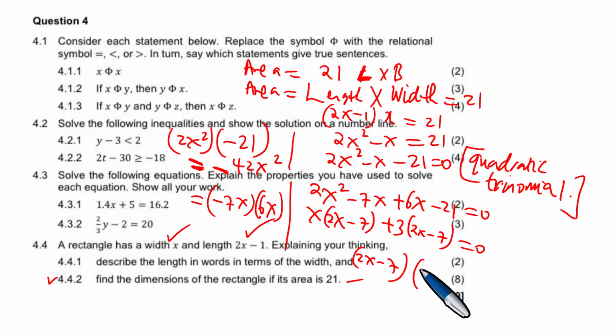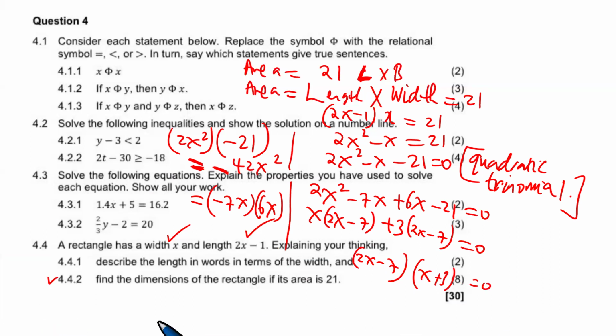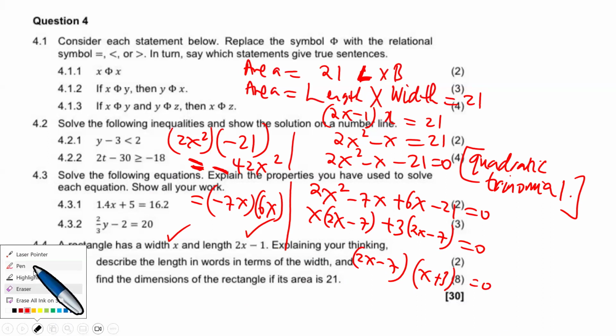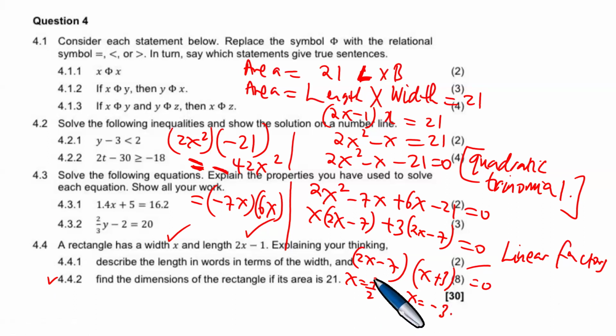Okay, then you take the 2x minus 7, and then we have x plus 3, and this is 0. So these become the linear factors. These ones are called the linear factors of the expression. So that when x is 7 over 2 or x is minus 3.